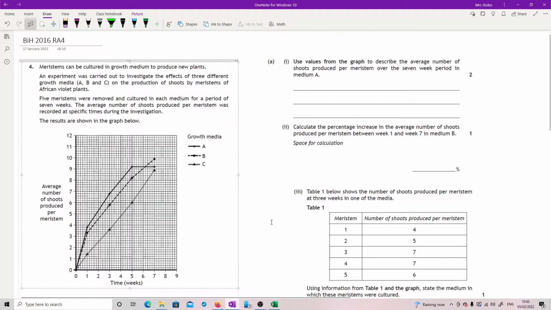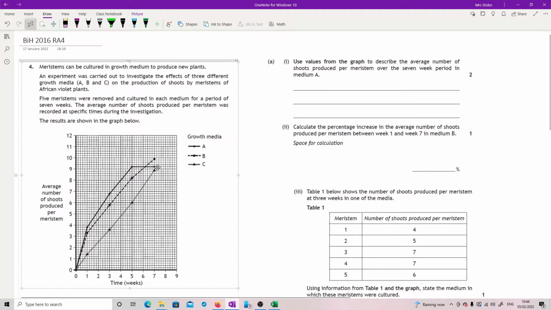Okay, question 4. Meristems can be cultured in growth medium to produce new plants. An experiment was carried out to investigate the effects of 3 different growth media, A, B and C, on the production of shoots by meristems of African violets. 5 meristems were removed and cultured in each medium for a period of 7 weeks. The average number of shoots produced per meristem was recorded at different times during the investigation.